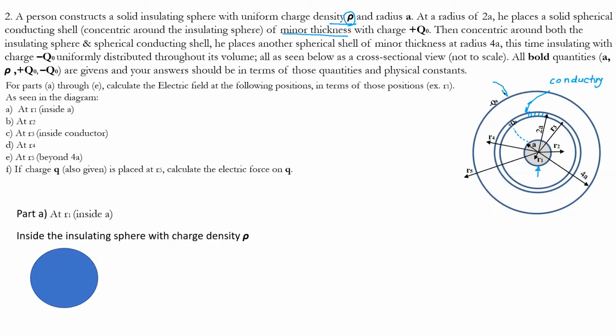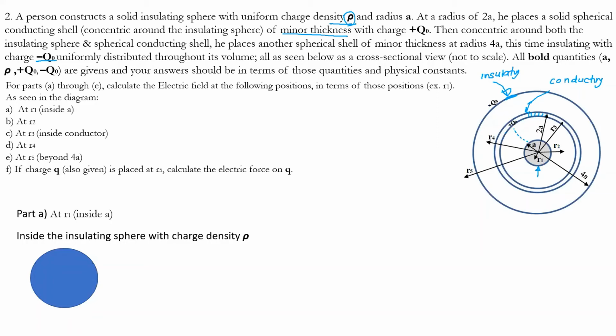And right here, it is an insulating shell. They haven't even shown a thickness to that. And they say charge negative Q naught is distributed in this. So we have a solid sphere and two shells.